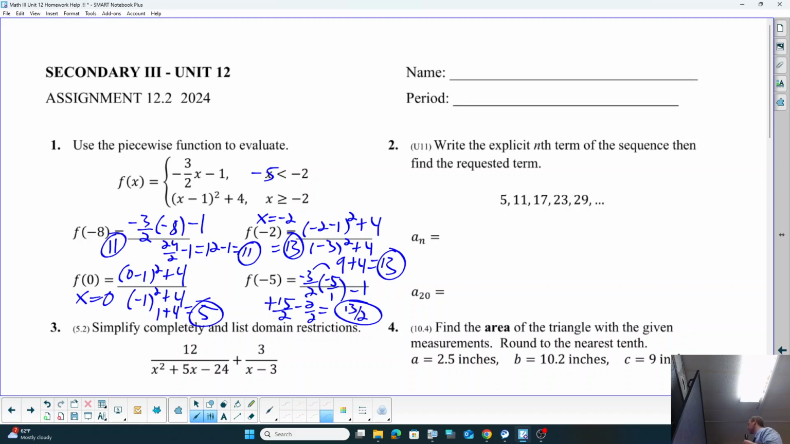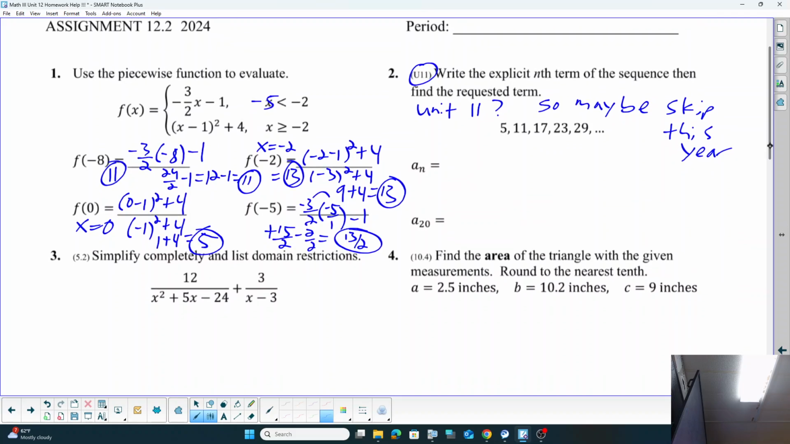13 halves. So this is unit 11, which I don't know if we're doing it this year or not. So maybe skip this year? We'll see. Come back to that one.